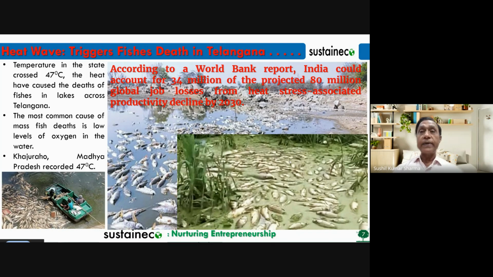According to a World Bank report, India could account for 34 million of the projected 80 million global job losses from heat stress and the associated productivity decline, from now till 2030, during these 6 years. So we are almost the most affected, with nearing 50% of job losses projected to be in our country.